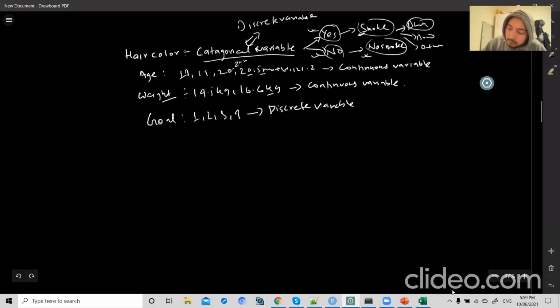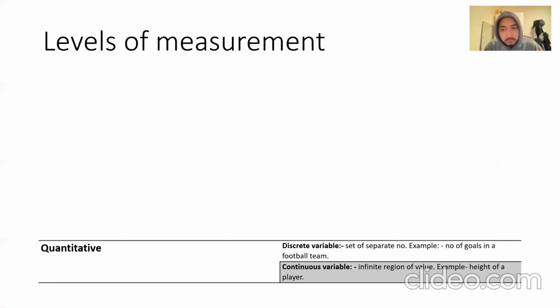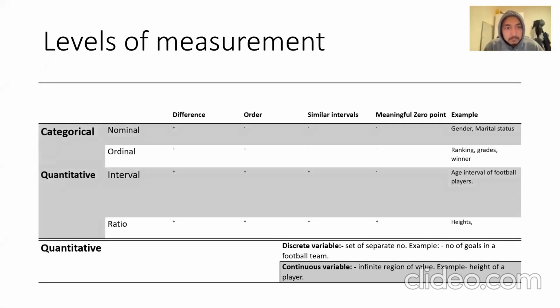So all these are levels of measurement. So we will say, if your data is nominal, then that means there is a difference between two values, like two groups. For example, gender is male or female. So there is a difference between one gender and another. So that's a nominal category. Whenever we have a ranking, grade, or an order, that's what we call an ordinal category.